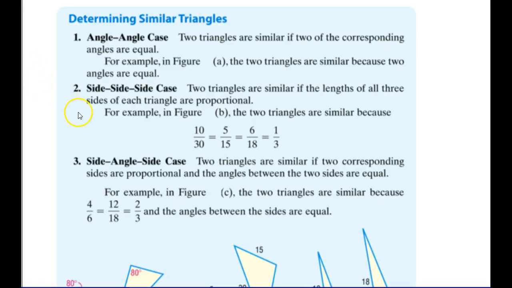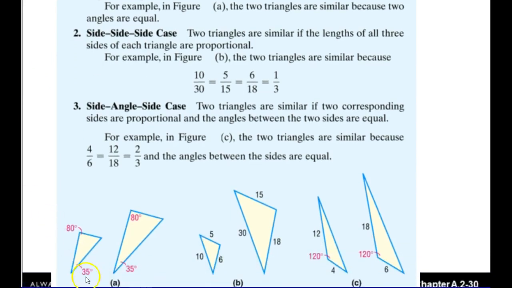So there are a couple of ways I can determine if we have similar triangles. The first one is angle, angle. If I know 2 angles of my triangle, which would in fact also tell me the third angle, because I know all angles in a triangle sum to 180, then I know that they are similar triangles.